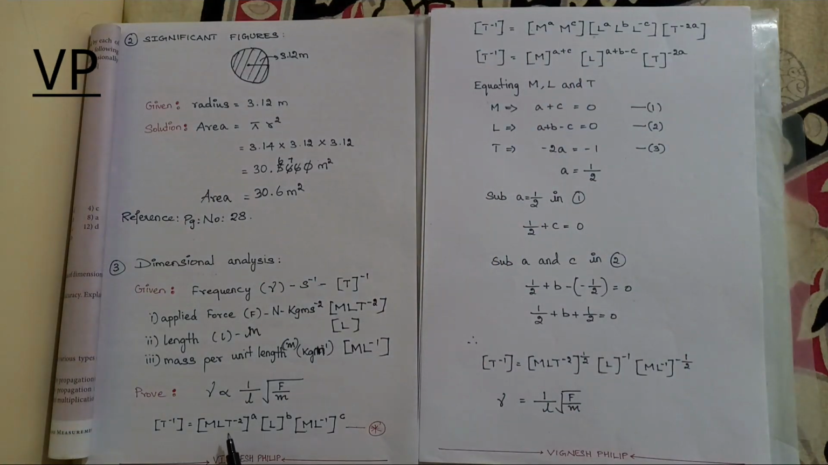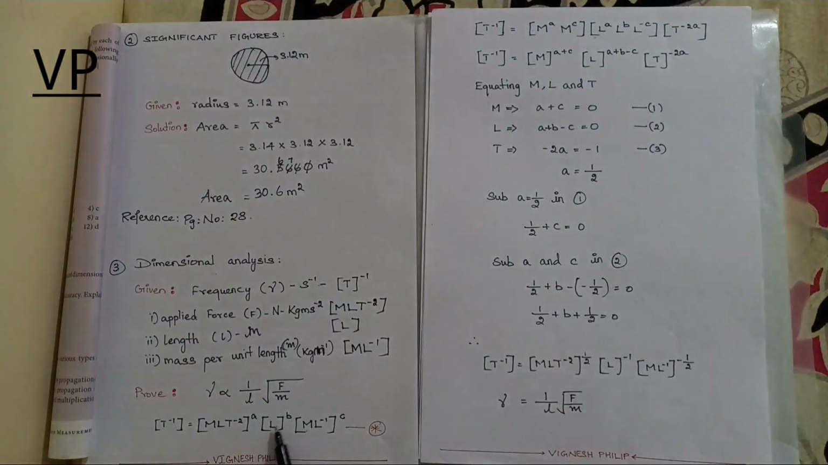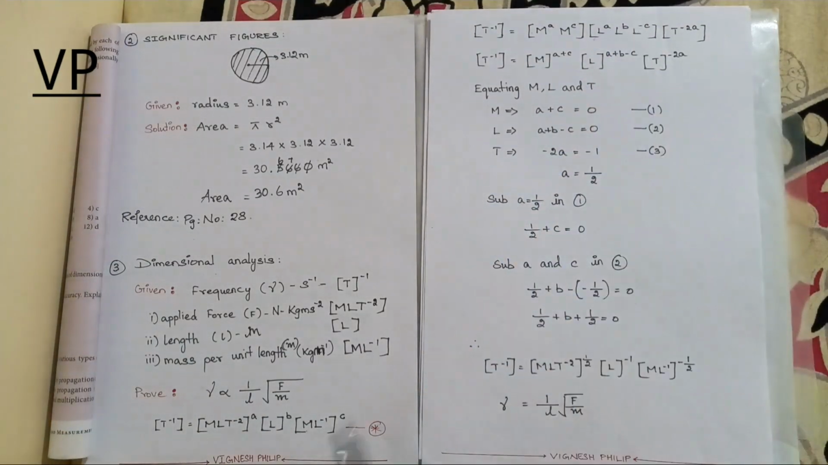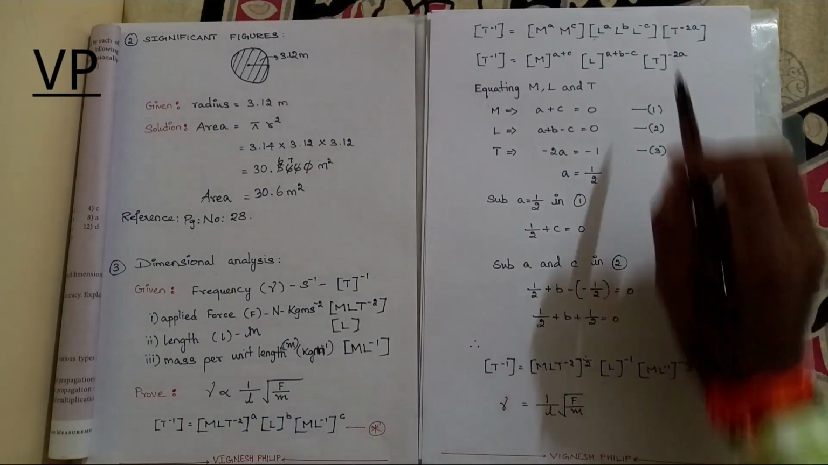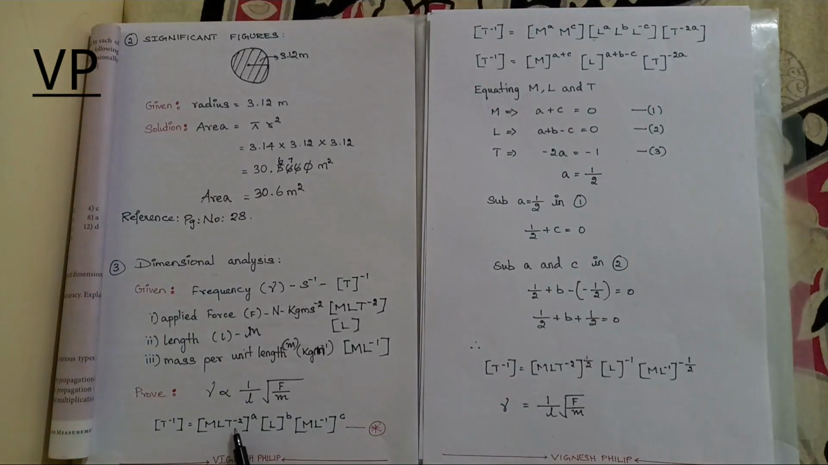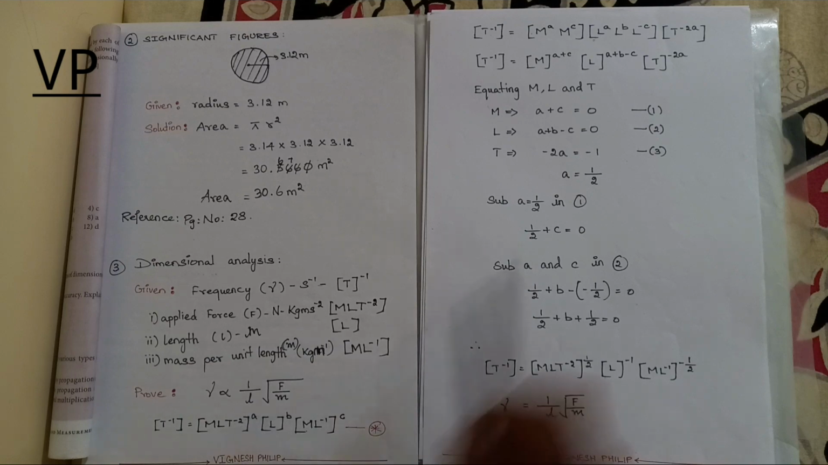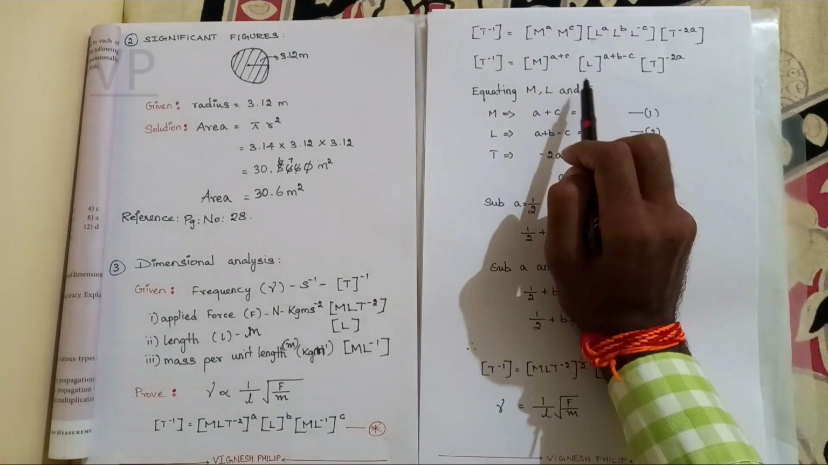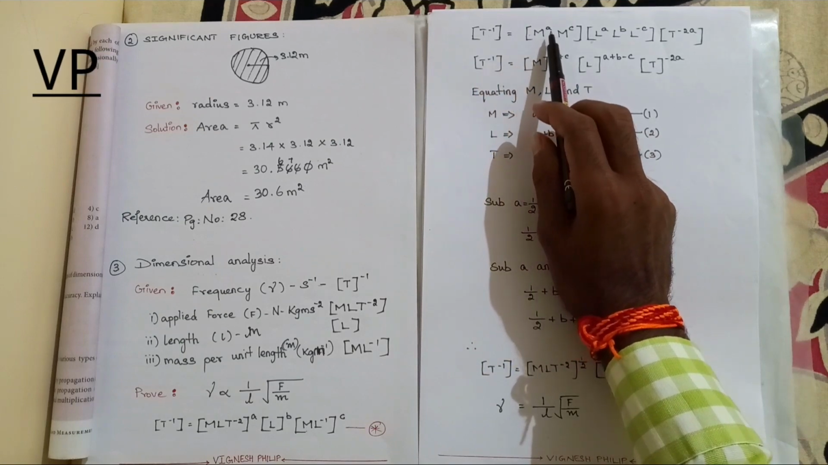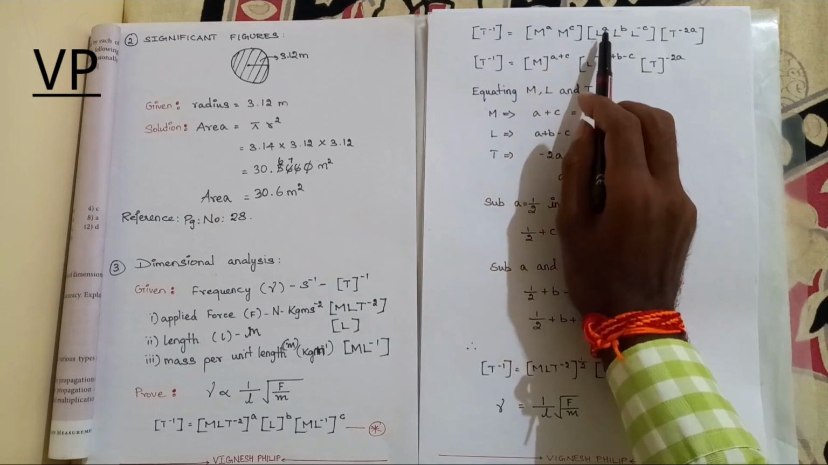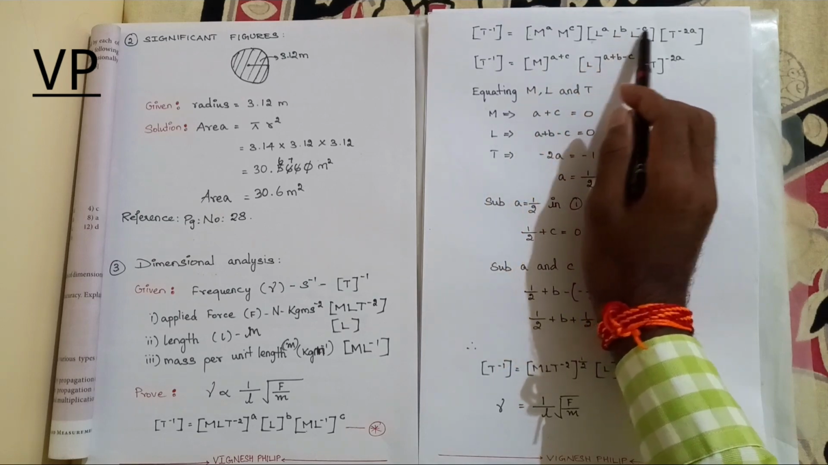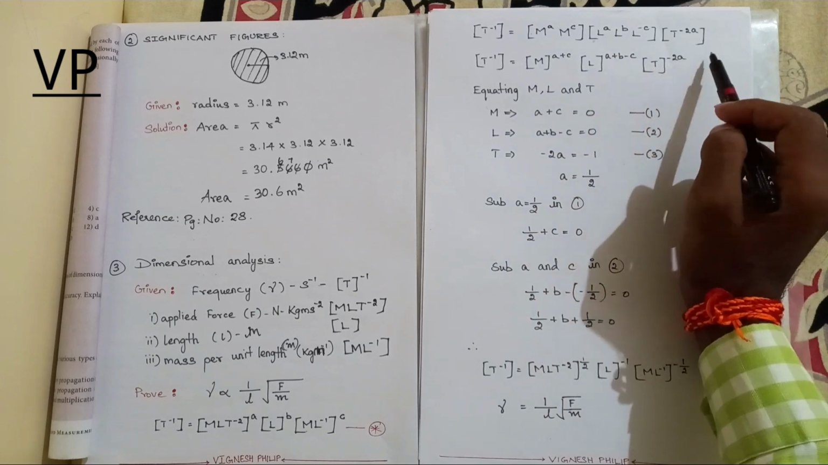So the next one is capital L. So capital L to the power A is written. Capital L to the power B is written. And capital L to the power minus C, since minus 1 into C is minus C, so L to the power minus C is written. There is only one T, that is T to the power minus 2A. And now we shall add the powers when the bases are equal. So M to the power A plus C, L to the power A plus B minus C, and T to the power minus 2A.